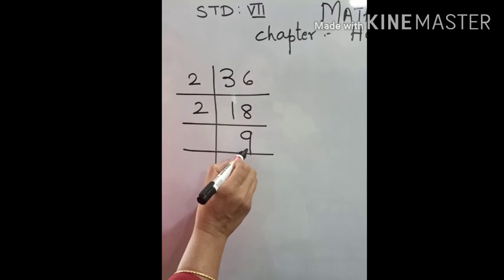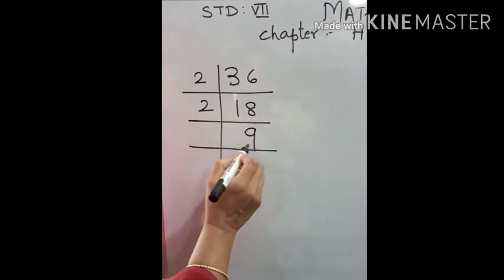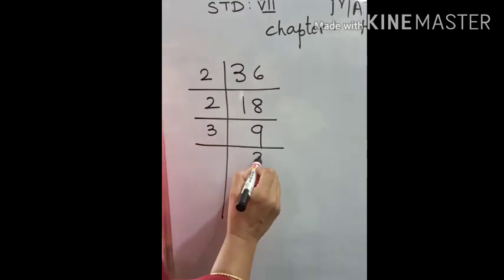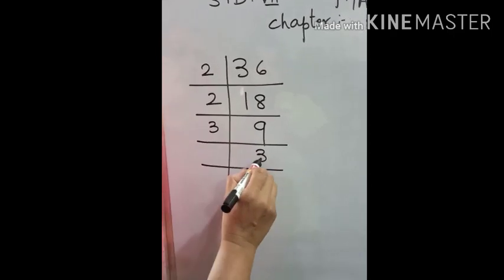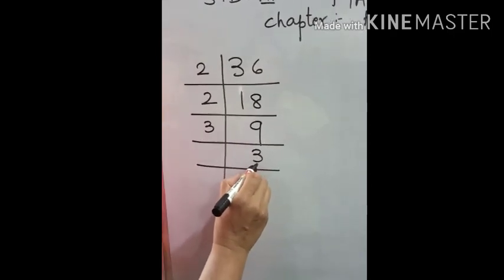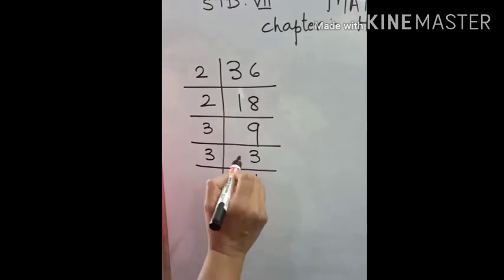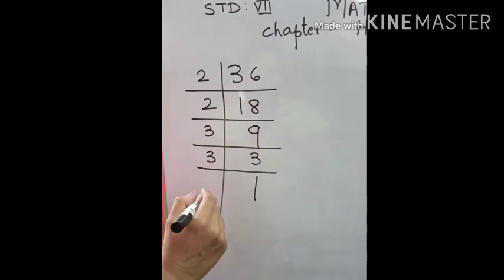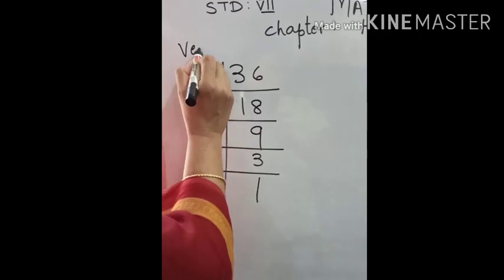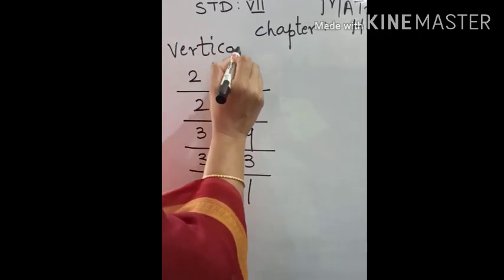It is not divisible by 2. So let's take the next number 3. 3 3s are 9. Now 3 is a prime number. Further I cannot divide 3. So 3 1s are 3. So this is the vertical method to find out the factors.